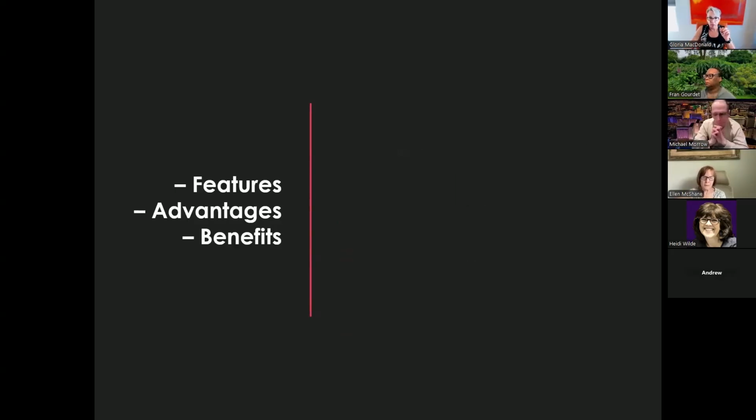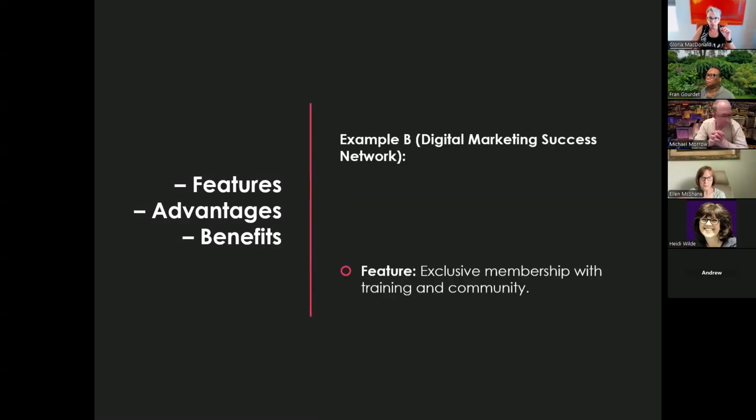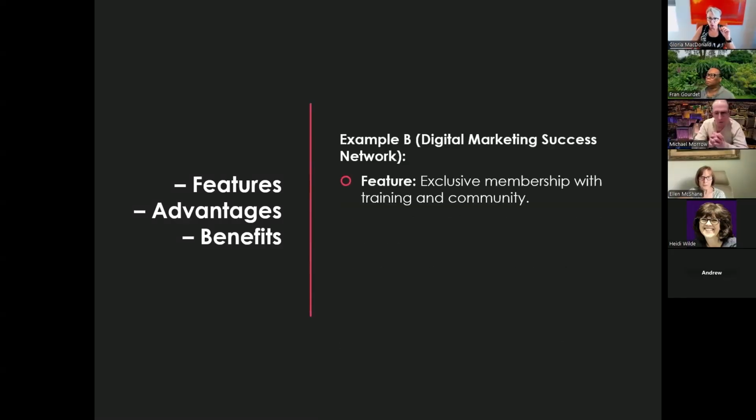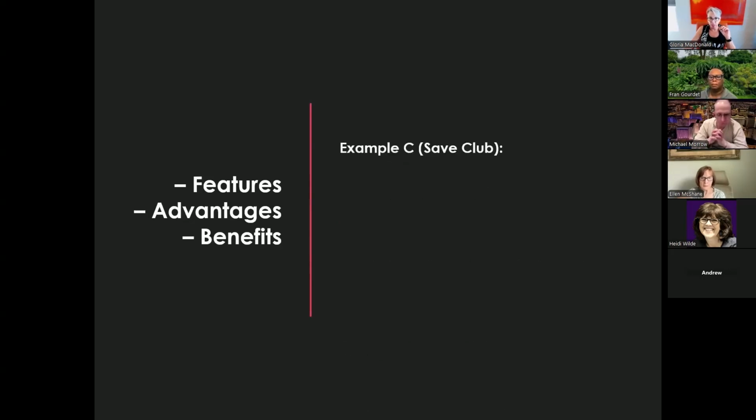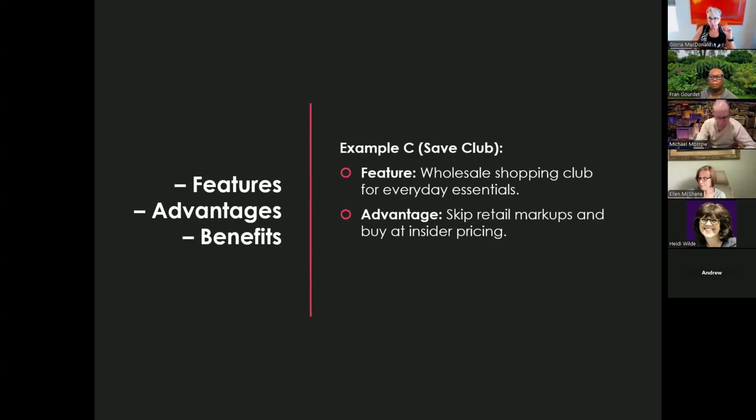actually does work. So let's look at another example, the Digital Marketing Success Network. If you're promoting the Digital Marketing Success Network, exclusive membership with training and community. Learn directly from proven digital marketers. Grow your business faster with guidance and support. Okay. And another example of this FAB framework, Save Club. If you're promoting Save Club, wholesale shopping club for everyday essentials. Skip retail markups and buy at insider pricing. Save hundreds on products your family already uses.